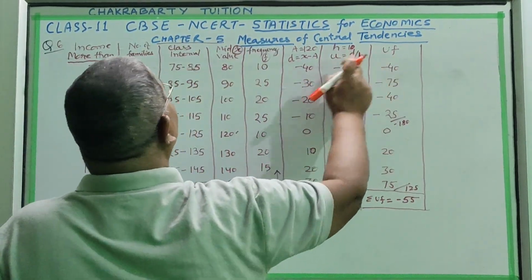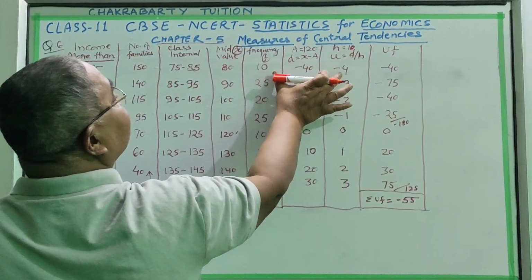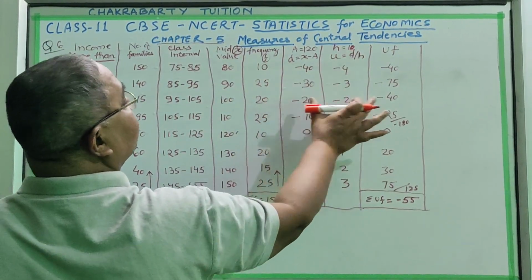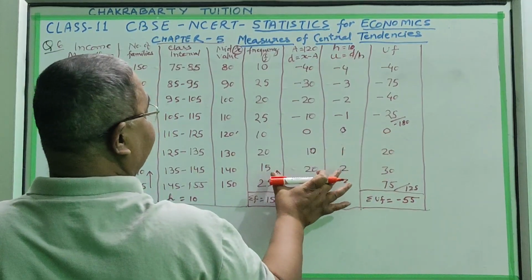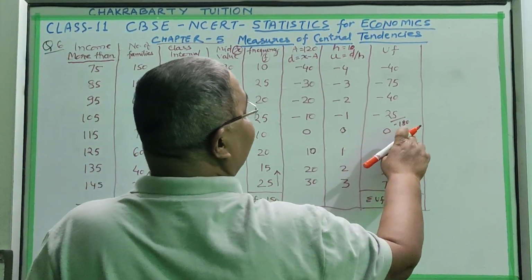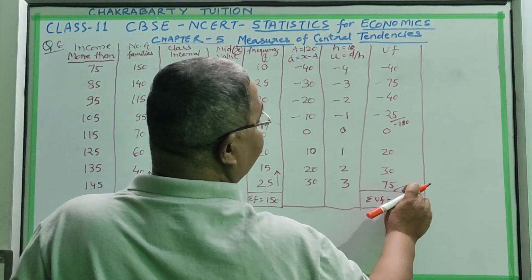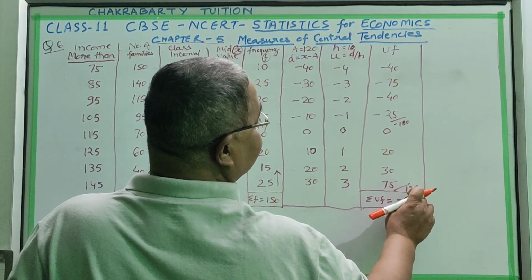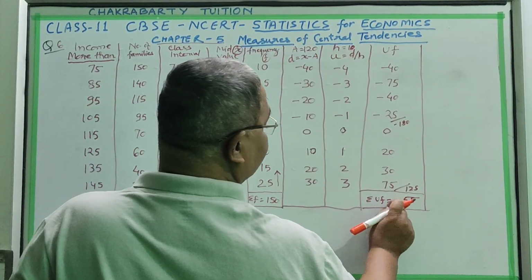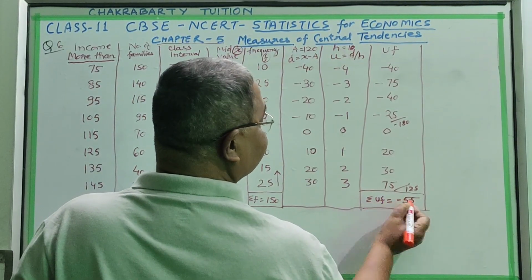Now u and f you have to multiply. This f and this u you have to multiply. Okay, 25 3s are 75, 2 2s are 40. Like this we have multiplied. 15 2s are 30, 25 3s are 75. And then the minus signs sum separately, the positive signs sum separately, and make a net total. Net total sigma uf is 55.